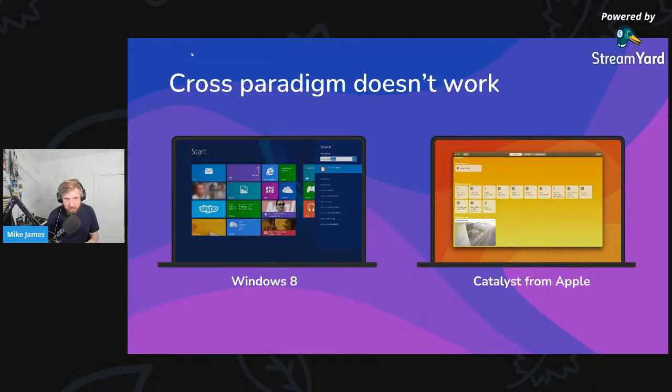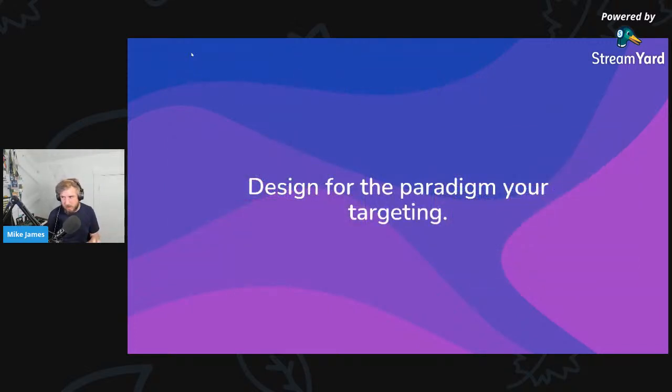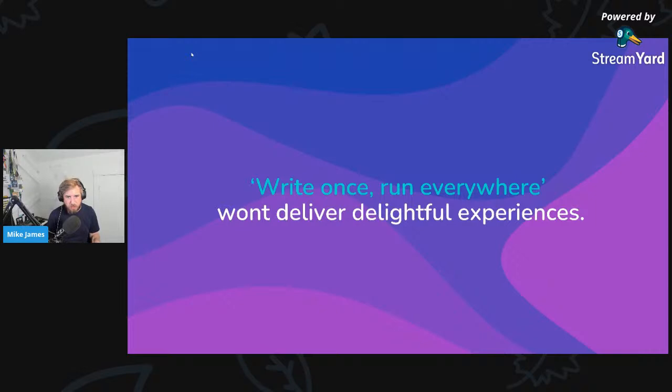So my view is that we should all be designing for the paradigm that we're targeting. We should forget this idea that we're going to write once and run it everywhere. This is not going to deliver a delightful experience. Now, with that, I'm not saying that we need to go out and pick hundreds of different frameworks, or have to rewrite our app thousands of times in order to build for these multiple paradigms. But I think that the idea that we would write it once and run it everywhere needs to be expelled as a myth, unless it's an extraordinarily simple application.